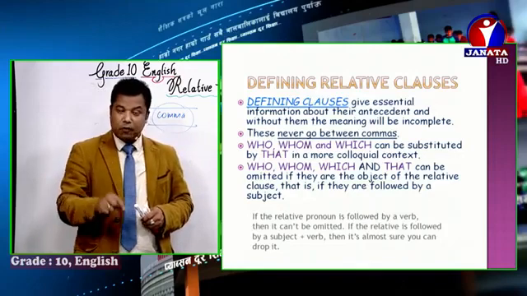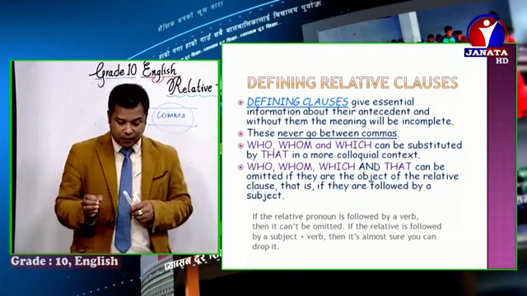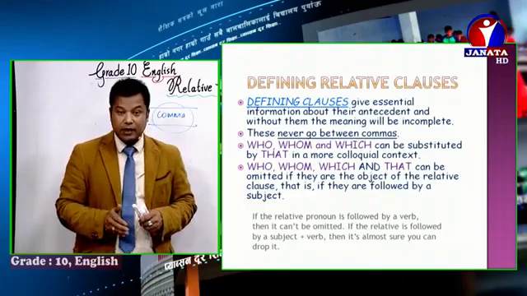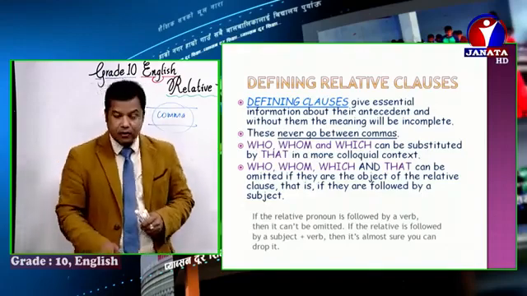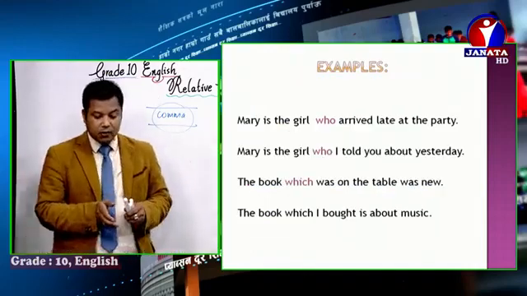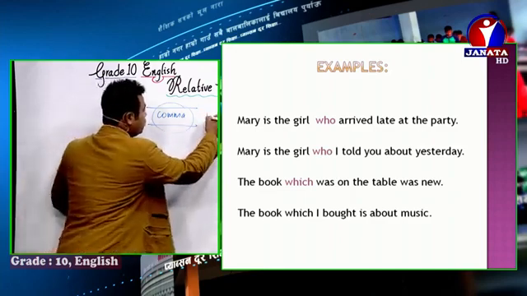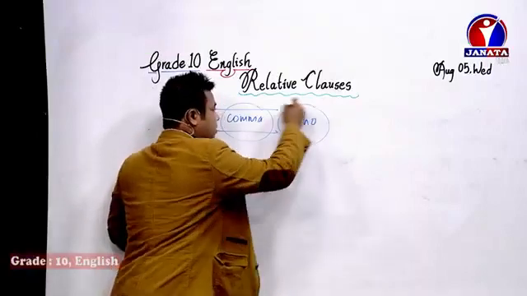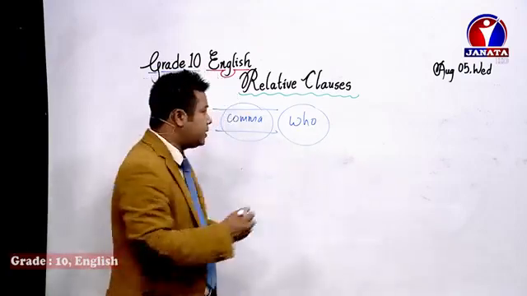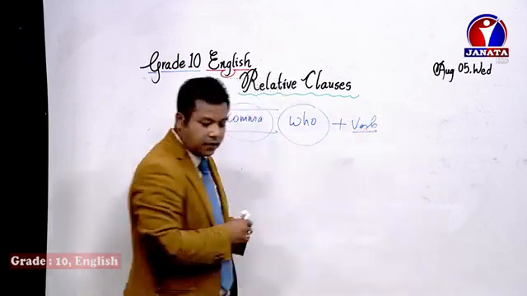The last information, for a better grip. If the relative pronoun is followed by a verb, then it can't be omitted. But if the relative pronoun is followed by a subject plus verb, yes, we can. Now, what is that? Here is the example. See the first sentence, Mary is the girl who arrived late at the party. What is the relative pronoun? We're using who. Now, what is the word that you see right after that? It's arrived, and that is a verb. So you're using who and arrived is a verb.